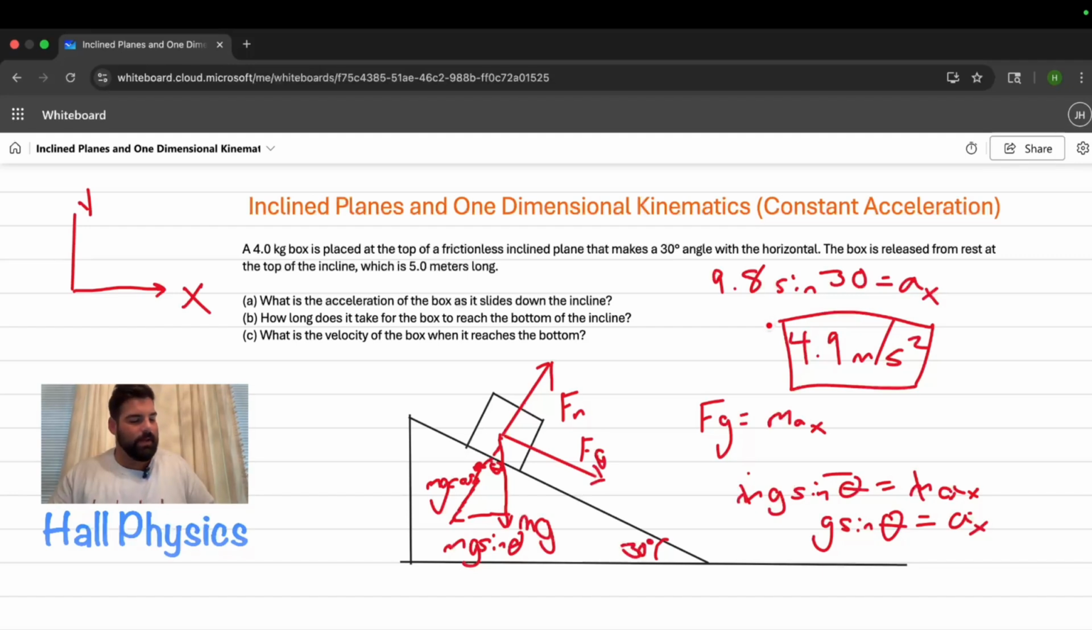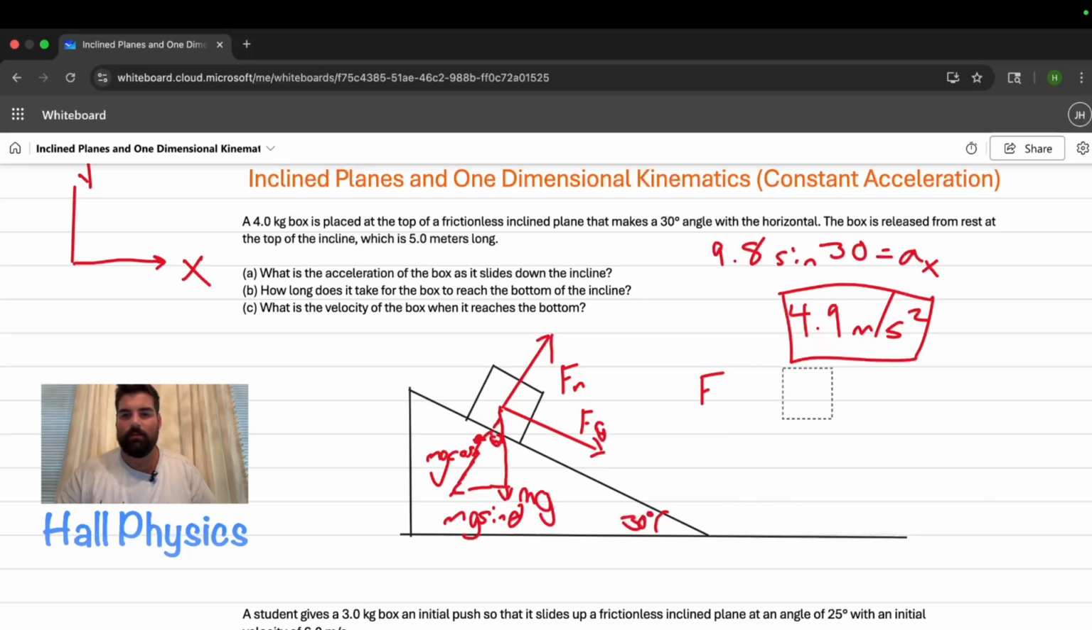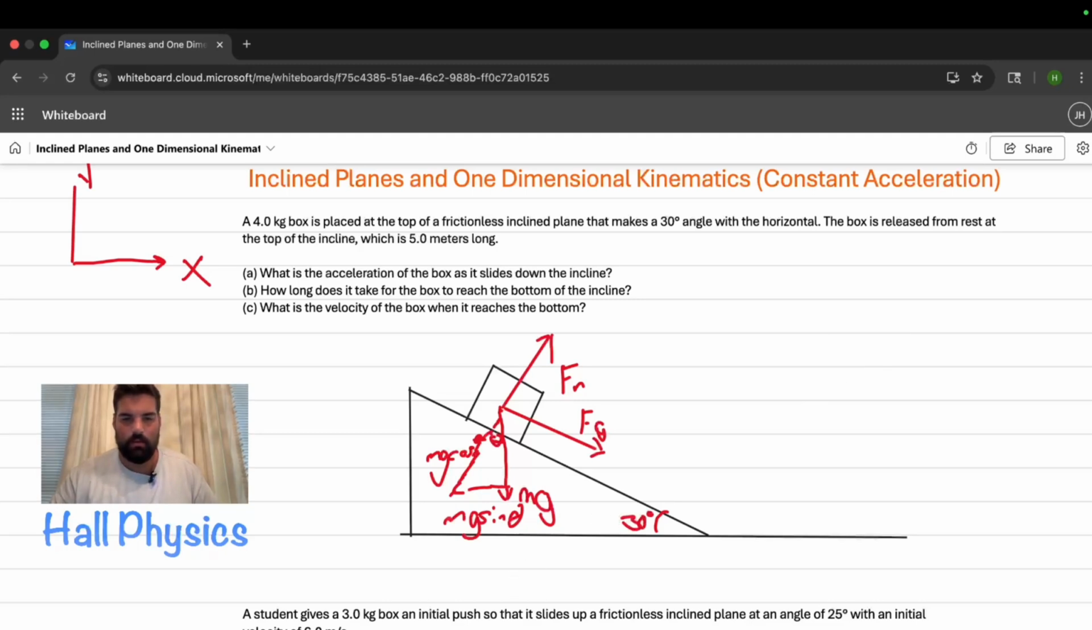Now we can start using kinematic equations to help us solve for B and C. So let's go ahead and erase, clear up some room for us here. Sorry about the bad handwriting. Hopefully my talking can get you through it. Okay, so first off, let's remind ourselves, the answer to A was 4.9 meters per second squared.